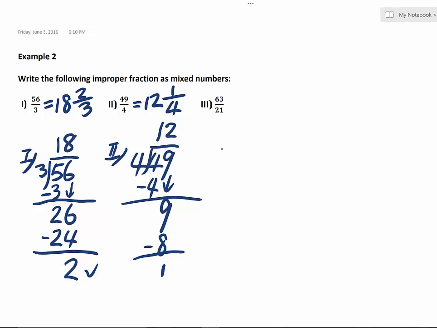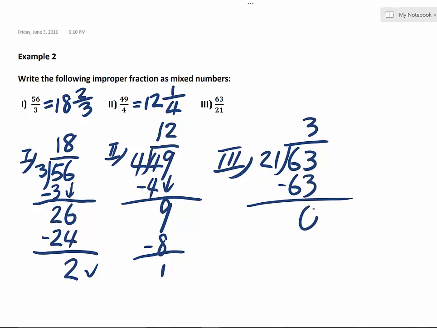The very last one is 63 over 21. Actually, it's 21 going into 63 3 times. 3 times 21 is 63. So there's no remainder. So in this case, you're just gonna end up with 3.